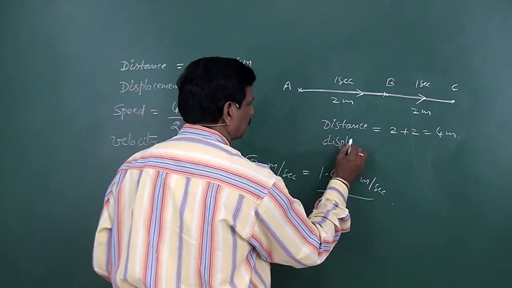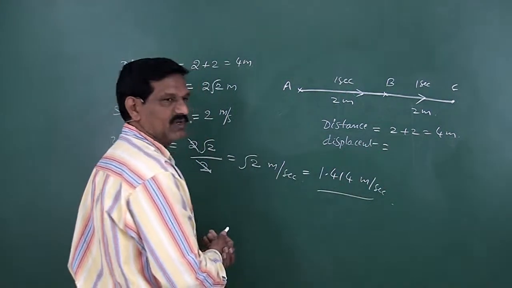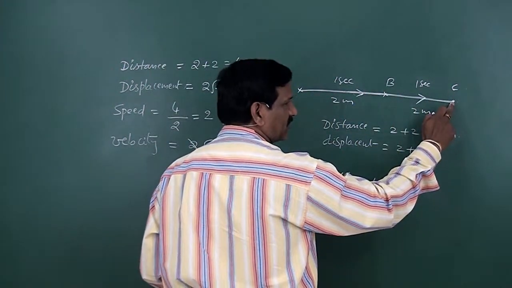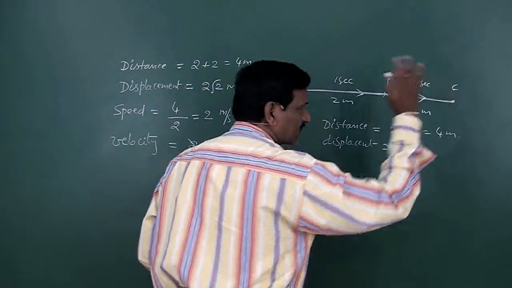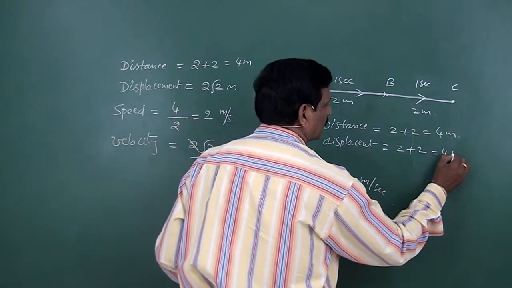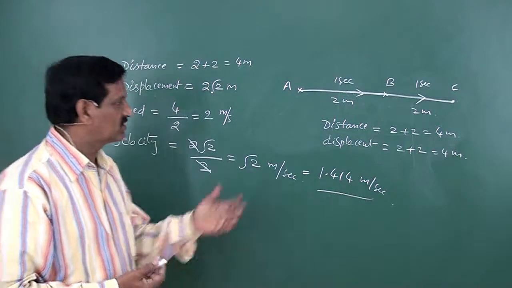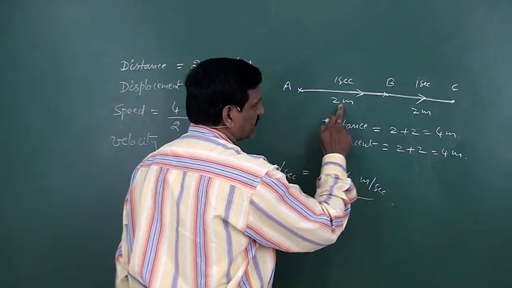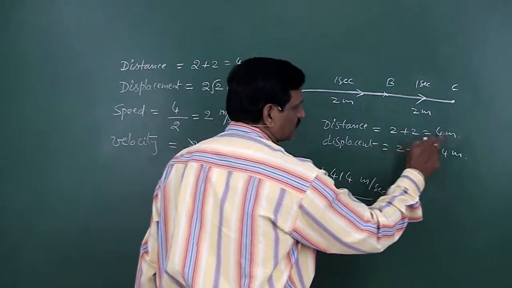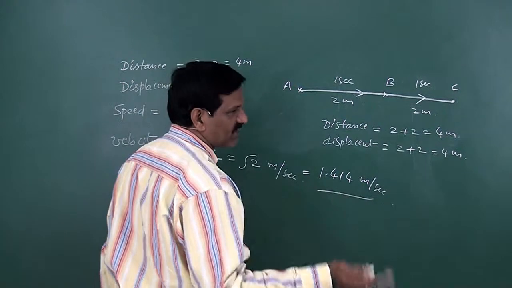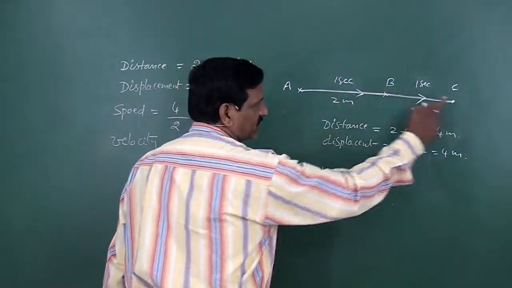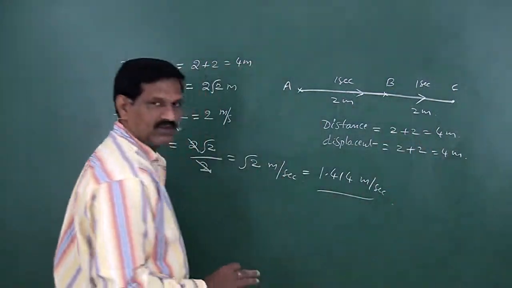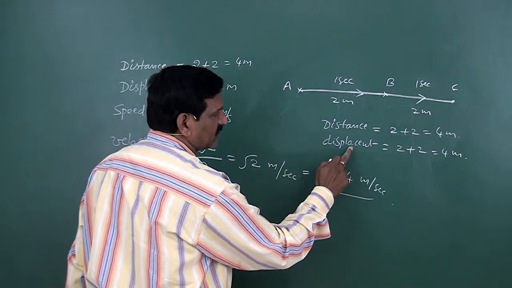Displacement is equal to 2 plus 2. This is the initial point and this is the final point. Shortest distance means the same distance. 2 plus 2, 4 meter. Distance is the total path length, AB plus BC. AB is 2 meter, BC is 2 meter. So 2 plus 2, 4 meter. Displacement is the straight line distance between the 2 points, initial point and final point. So this is the straight line distance, nothing but 2 plus 2, which is 4 meter. So here distance and displacement both are equal.